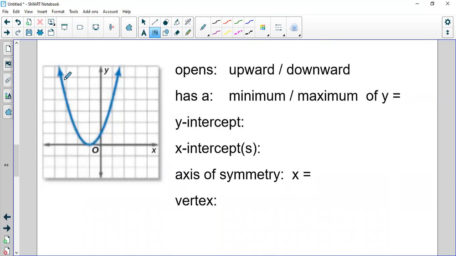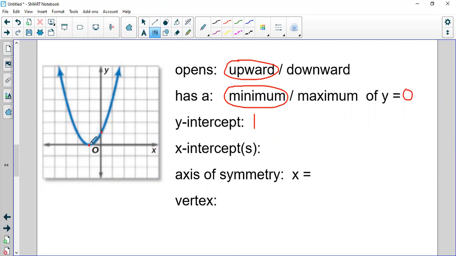Just visually looking at this, you can obviously tell this graph is opening upward. And because it opens upward, it has a lowest point. Therefore, it has a minimum. And that minimum y value, well, it comes down to here. So that minimum y value is 0. Has a y-intercept right there. That y-intercept is 1.